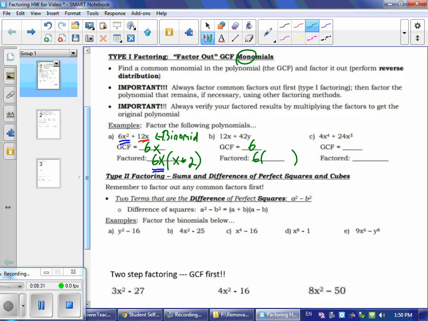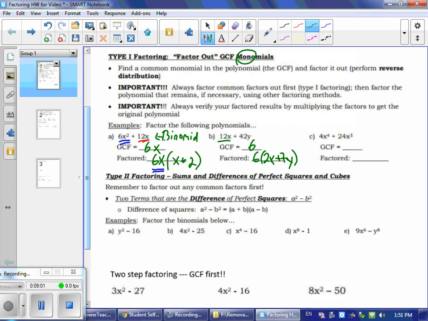6 times what gives me 12x? 6 times 2x gives me 12x. Plus 6 times what gives you 42y? 6 times 7y would give me 42y. And that is factored because 2 and 7 do not have anything in common other than 1. And x and y don't have anything in common.